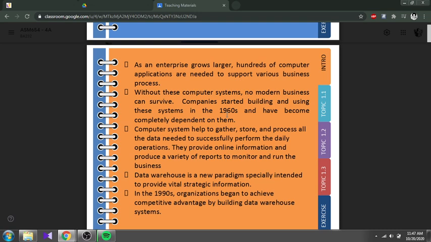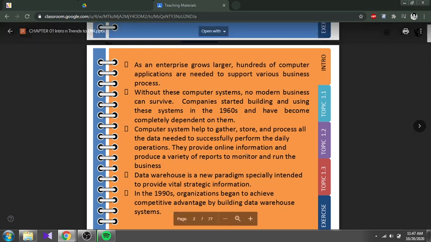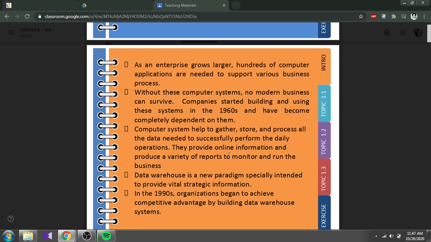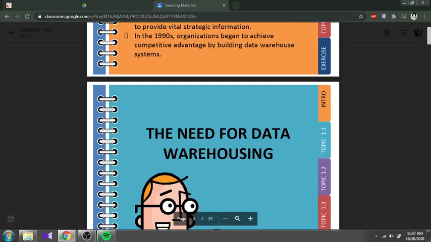And then the data warehouse is a new paradigm specifically intended to provide vital strategic information. We have a data warehouse to govern all the data in the company, so it can be more organized and easy to access for the retrieval of information and decision making. In the 1990s, organizations began to achieve competitive advantage by building data warehouse systems. So everyone has their own data warehouse in the company or organization. That's about the history.